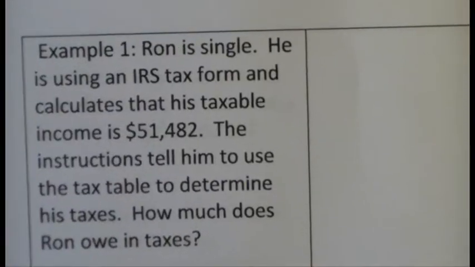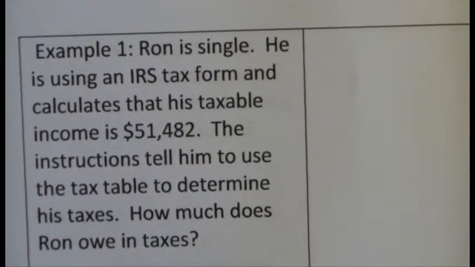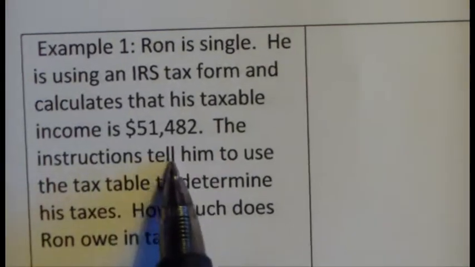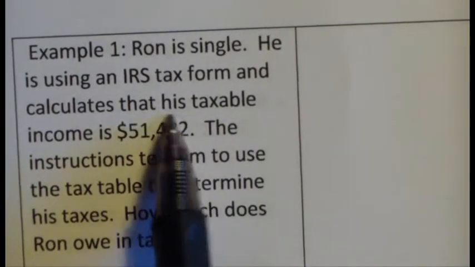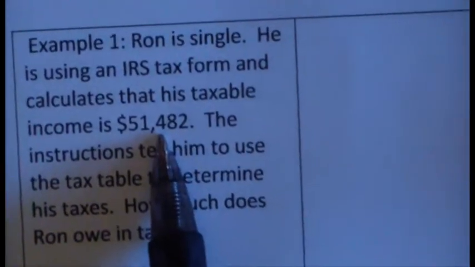So example 1, Ron is single, so we know his filing status is going to be single. He is using an IRS tax form and calculates that his taxable income is $51,482. The instructions tell him to use the tax table to determine his taxes. How much does Ron owe in taxes? All right, so we're looking for the interval, which is going to have $51,482 in it. Oh, there goes my cat.